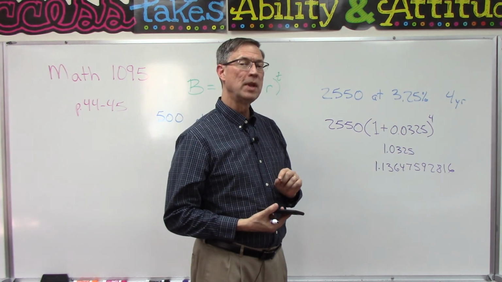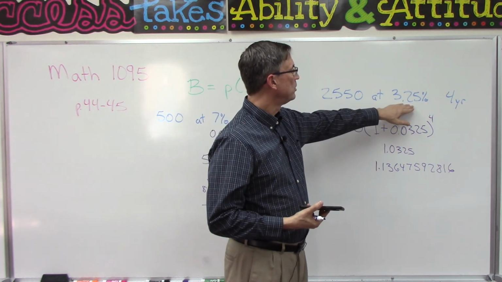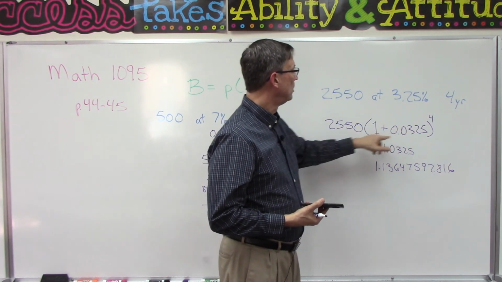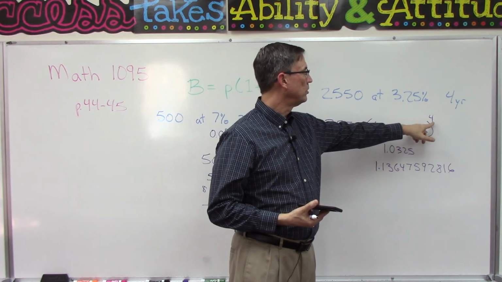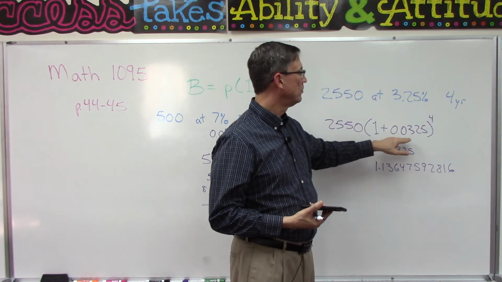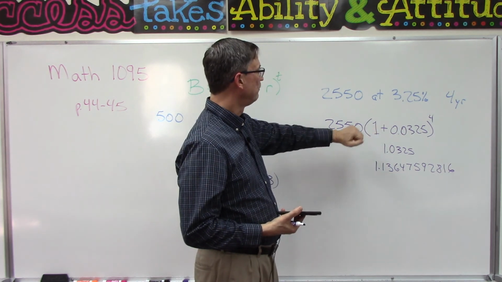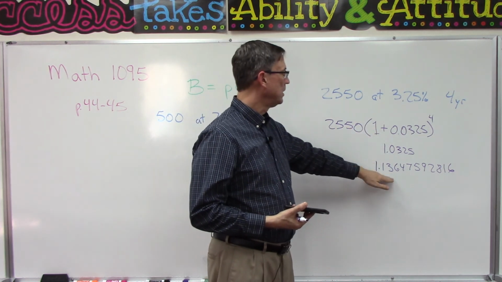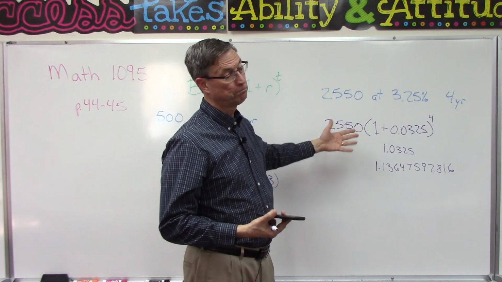Okay, so hopefully that clarifies these steps. We first have to add the percent as a decimal to the number 1. And then we'll use our calculator to raise it to the exponent of the number of years. So we multiply this times itself, times itself, times itself, 4 times for this problem. And then take that big number times the principal that was invested.